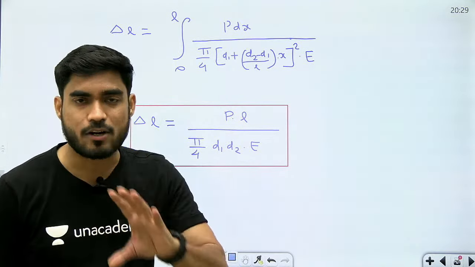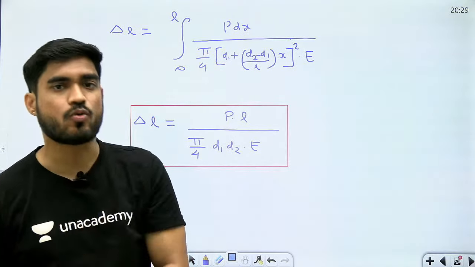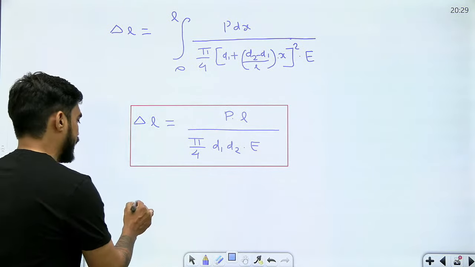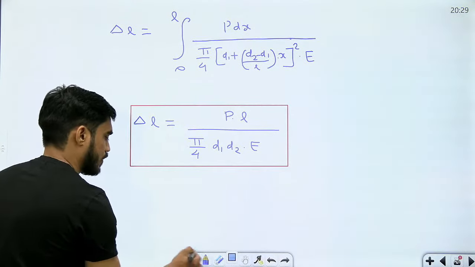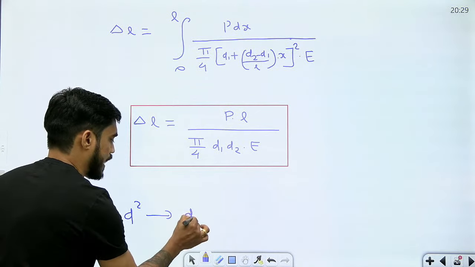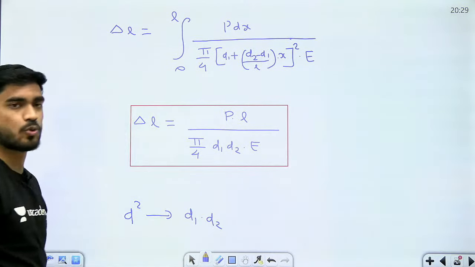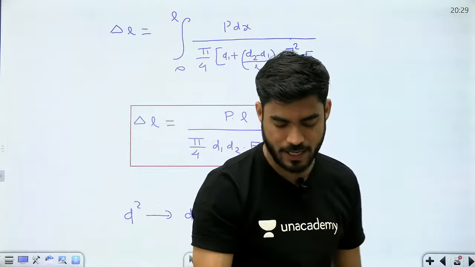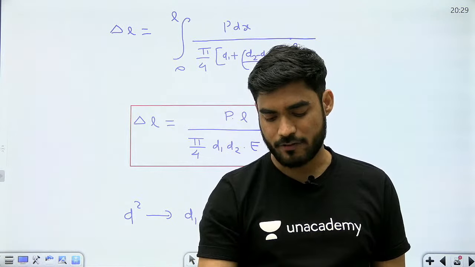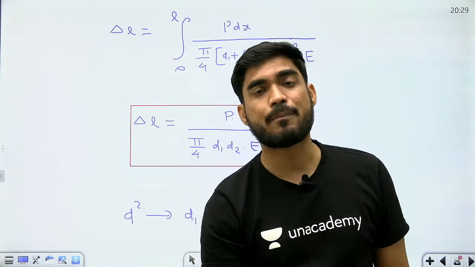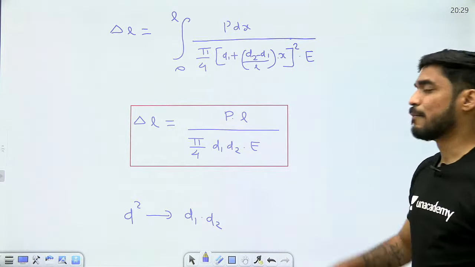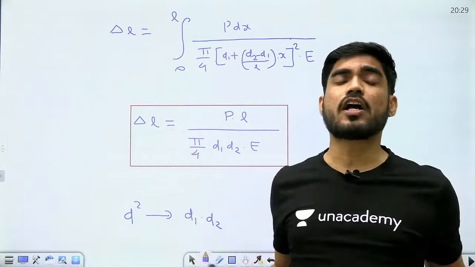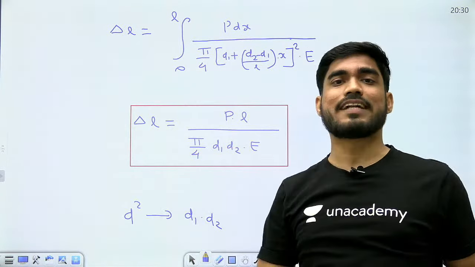Now in case of a circular tapered bar, instead of d square, you have to write d1 into d2. Instead of d square की जगह क्या कर देना है? d1 into d2. ठीक है? So just apply the equation of delta L that you remember: PL upon pi by 4 d square into E. But instead of d square, you have to write d1 into d2. That's all you need to do and you will get the equation of delta L.